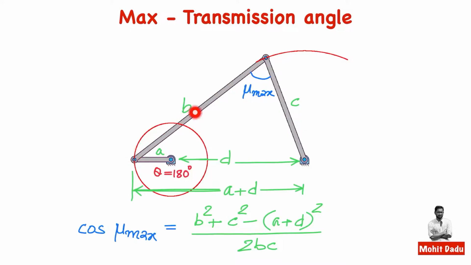So this length is A, the coupler is B, the output link is C, and the fixed link is D, so this distance becomes A plus D, and this angle will be known as mu max. So here also you have a triangle with sides B, C, A plus D and angle mu max. So you can find the maximum transmission angle: cos mu max equals B square plus C square minus (A plus D) the whole square, divided by 2BC. This way you can evaluate the maximum and minimum transmission angles.